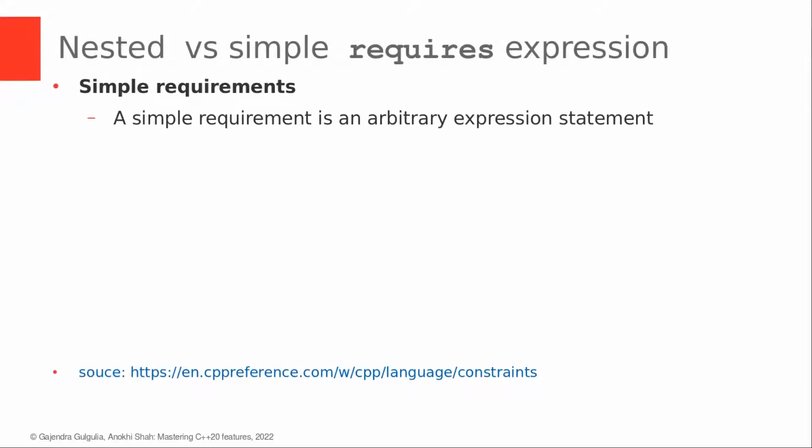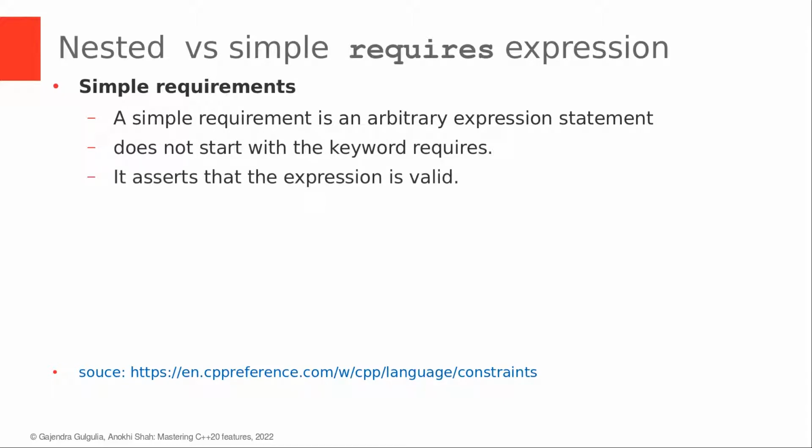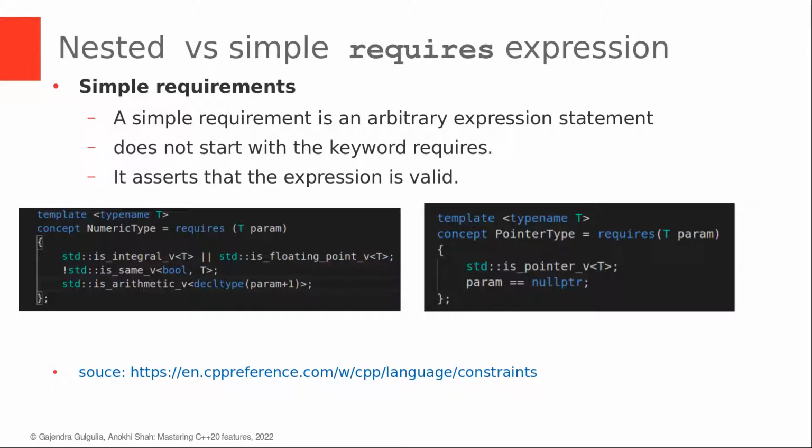A simple requirement is an arbitrary expression statement, and it does not start with the keyword requires. I'll explain this shortly. It asserts that the expression is valid, which we understood in the last lecture through code demonstration with the std::is_arithmetic_v and std::is_same_v with different template parameters. And here in the requirements from the last lecture, the body of the expression does not have the requires keyword.